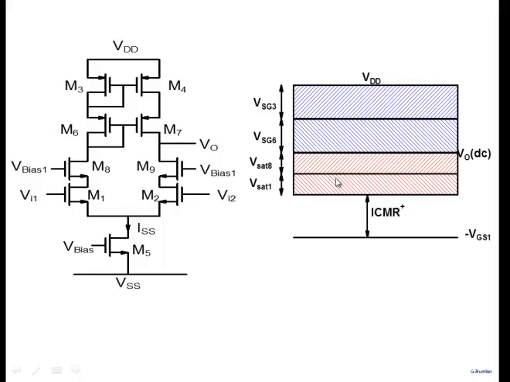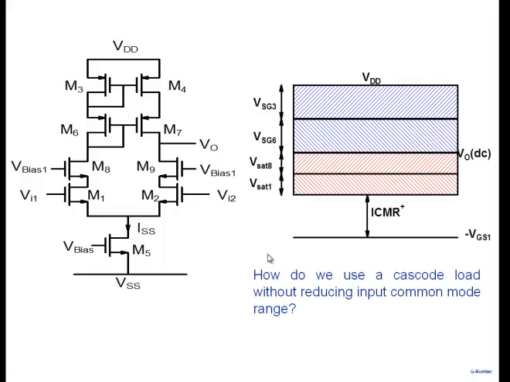So you can build a diagram like this here. VSG3, VSG6, two of them. This is a saturation voltage drop here, VSAT8. And you have to keep M1 also in saturation, so VSAT1. And this is VGS1 here. So you can see ICMR plus is shrinking. As you stack transistors, ICMR plus is shrinking here. So this is a trade-off. And the issue is then, how do I build up gain without losing ICMR plus?